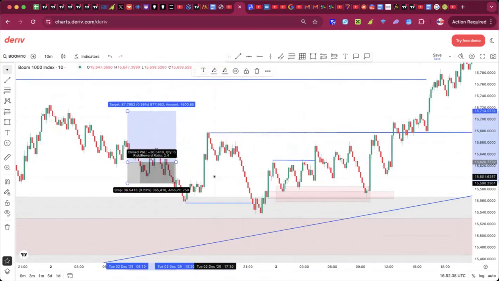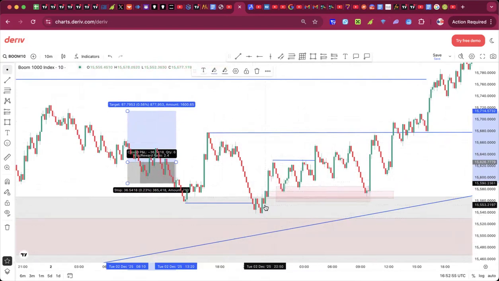Let me show you something very important. This is a break of structure. Now, this is the normal time that you are supposed to enter the market. Look at it. I only enter this market, and sometimes the market may not return. I've taken an entry.